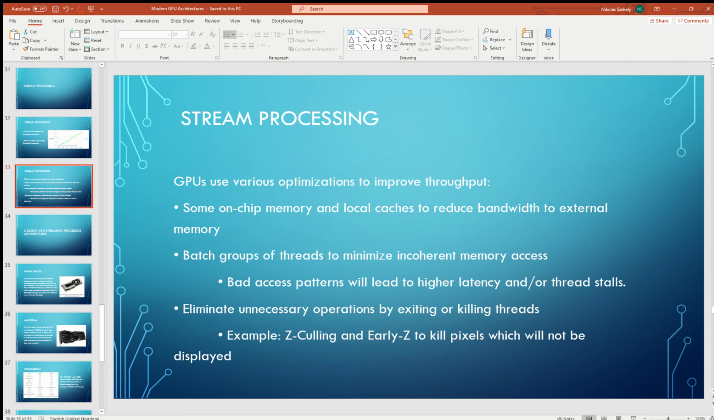GPUs use various optimizations to improve throughput: some on-chip memory and local caches to reduce bandwidth to external memory, and batching groups of threads to minimize incoherent memory access. Bad access patterns will lead to high latency and thread stalls. They also eliminate unnecessary operations by exiting or killing threads, for example, Z culling and early Z to kill pixels which will not be displayed.